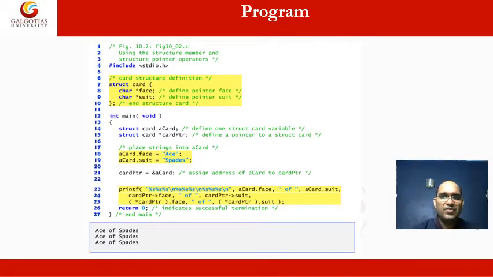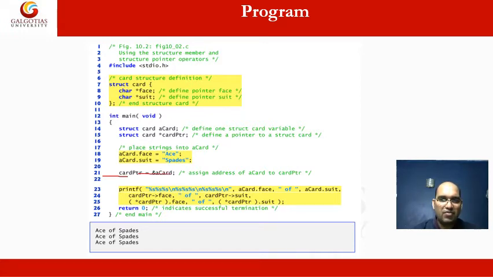This is the program which we did in the last class also. This is just to explain how we can access things using the dot operator and the arrow operator, right? In this we have a structure, struct card, with face and suit, the same one which we covered in the last slide. Then you have void main. Struct card a card, struct card star card ptr, right? So a card dot face is ace and a card dot suit is spades, right? Again, we have copied the address of a card into card ptr.